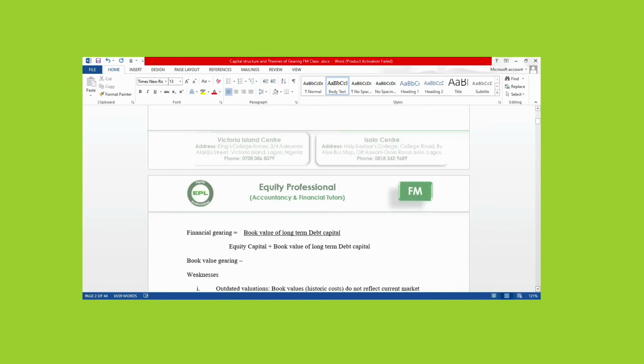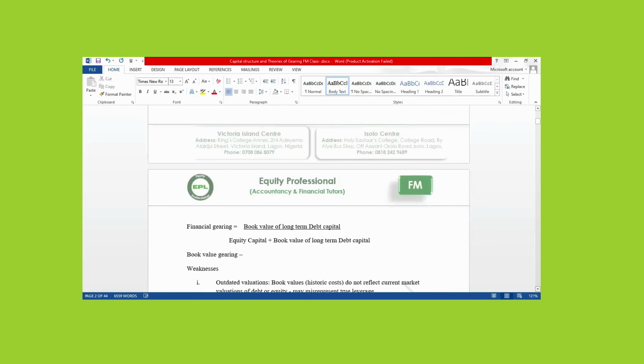Or you can calculate your financial gearing in percentage as book value of long-term debt over equity value plus book value of long-term debt. Either of these methods can be used to calculate financial gearing using the book value approach. When we say book value, that is the balance sheet value, the statement of financial position value, the value as stated in your balance sheets. It's called the book value.